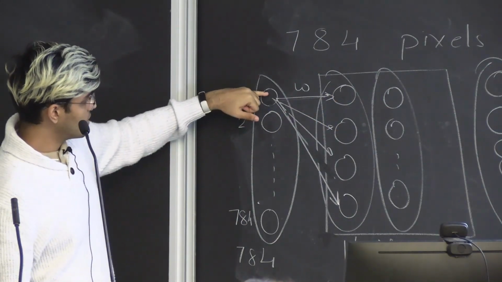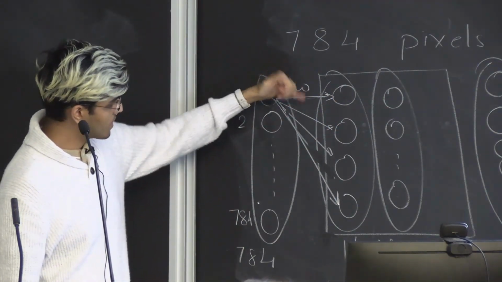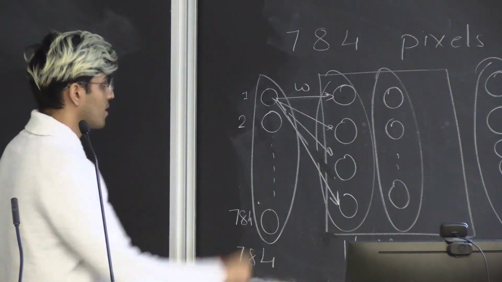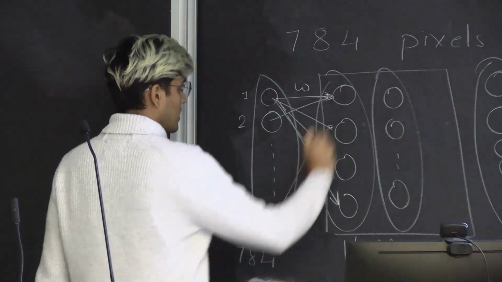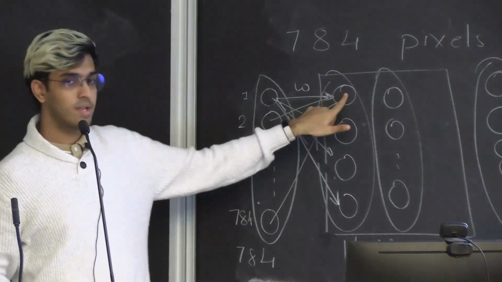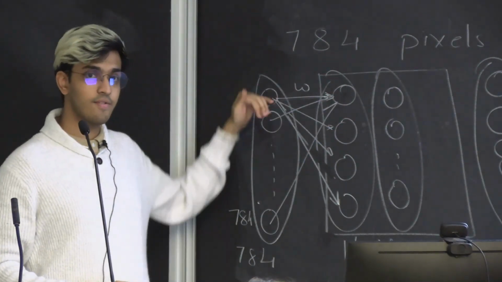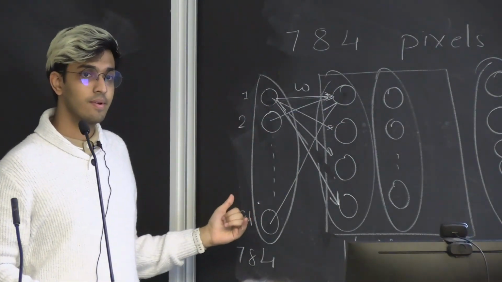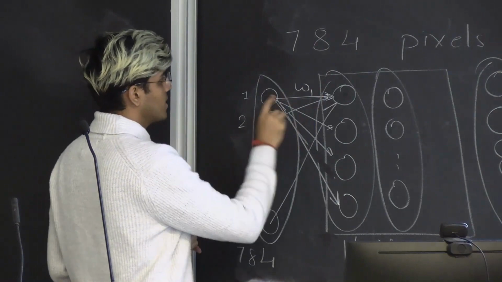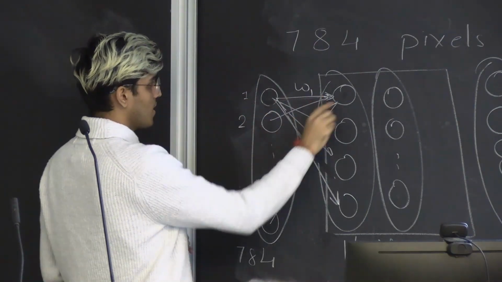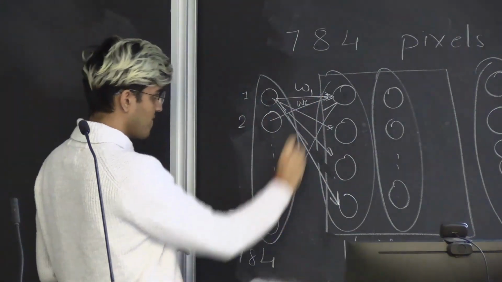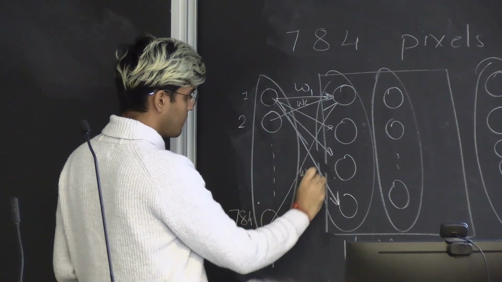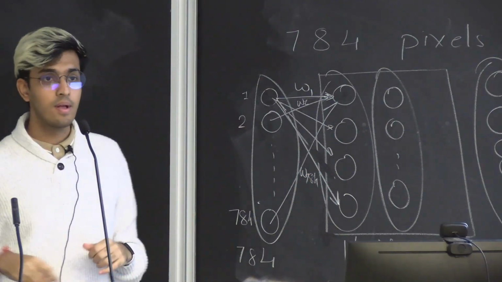And there's some very simple linear combination math that happens here to compute the value of this. So since every unit has an outgoing edge to every unit in the next layer, you can also see that every unit here has incoming edges from every unit in the previous layer, right? So you have the incoming edge from unit 1, you have the incoming edge from unit 2, you have the incoming edge from unit 784 from the input layer.